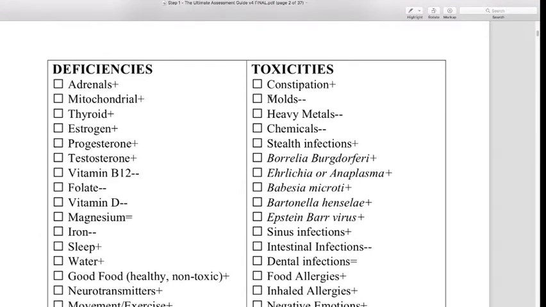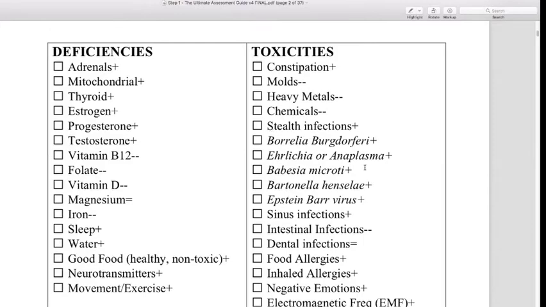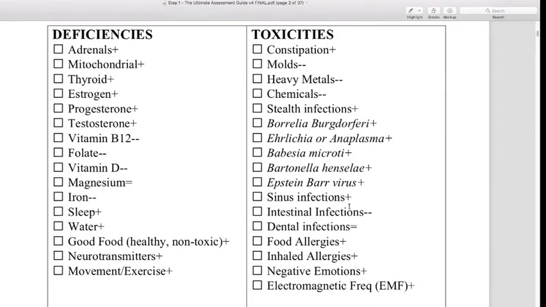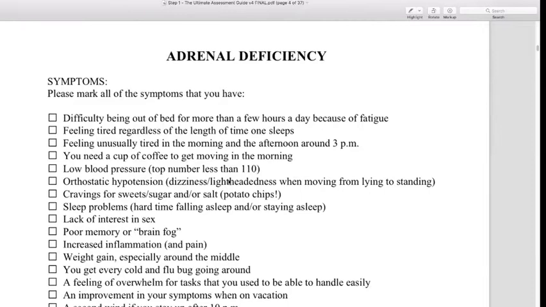These are some of the most important ones that we'll talk about in a second: molds, heavy metals, and chemicals, and infections. But the molds, heavy metals, and chemicals, as you can see, really need to be assessed for by labs, but we'll talk about how to get around that in a second. And then we've got the stealth infections, sinus infections, dental infections, food allergies, inhaled allergies, negative emotions, and EMFs. Okay, with the intestinal infections, this actually should be an equal sign because a lot of it can be done by symptoms as well. And so then when we jump into the next section, this is the checklist.